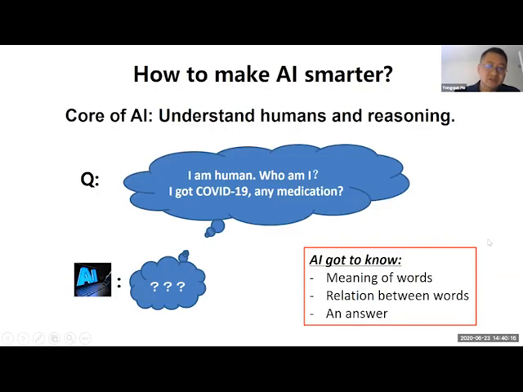I want to say ontology is a foundation of AI. So let's start with an AI question. Say I'm a human, and I tell a robot I got COVID-19, can you give me any medication? Then the robot would say, oh, what do you mean? Or maybe the AI is much smarter than what you think. For the AI to be smart, they should know the meaning of the individual words. And then when you put the words together, they should know what you mean. Then they can rely on some background knowledge to give you an answer.